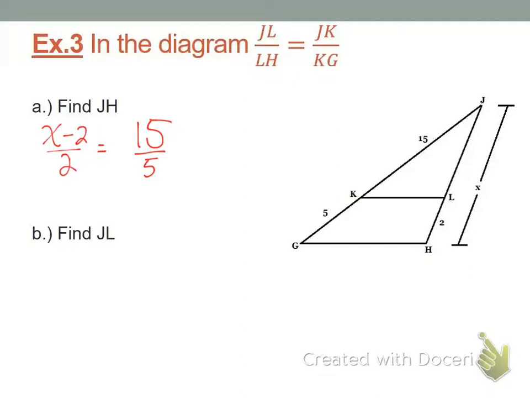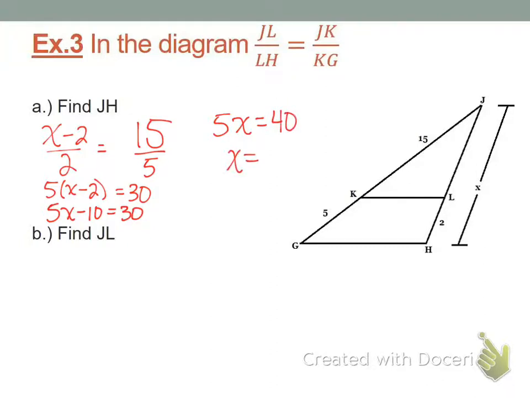Okay. When we cross multiply, 5 times x minus 2 equals 30. What came next? Distribute. 5x minus 10 equals 30. To solve it, we need to add 10, 5x equals 40, then x would equal 8. So that does not give us JH, which is what problem 1 wanted. JH is going to be 6. 6?